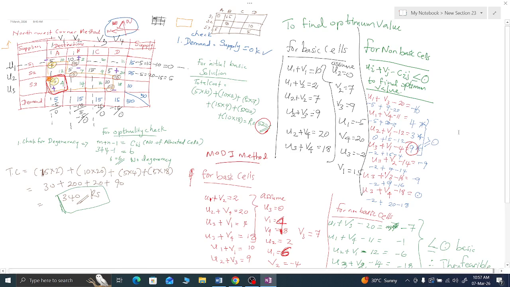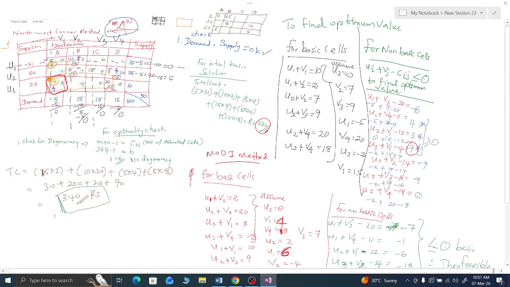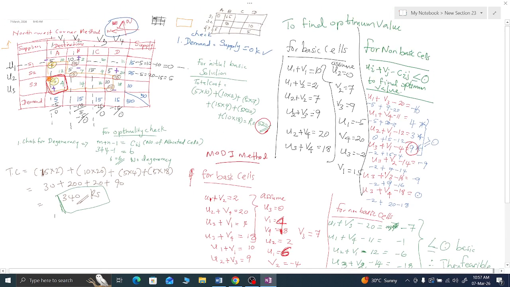Okay. Then what we are going to do next is, for this one I again have to do these calculations for basic cells and non-basic cells. After that I will get the changed one. So these are allocation cells. The allocation cells: U1 V2 is the allocation cell.